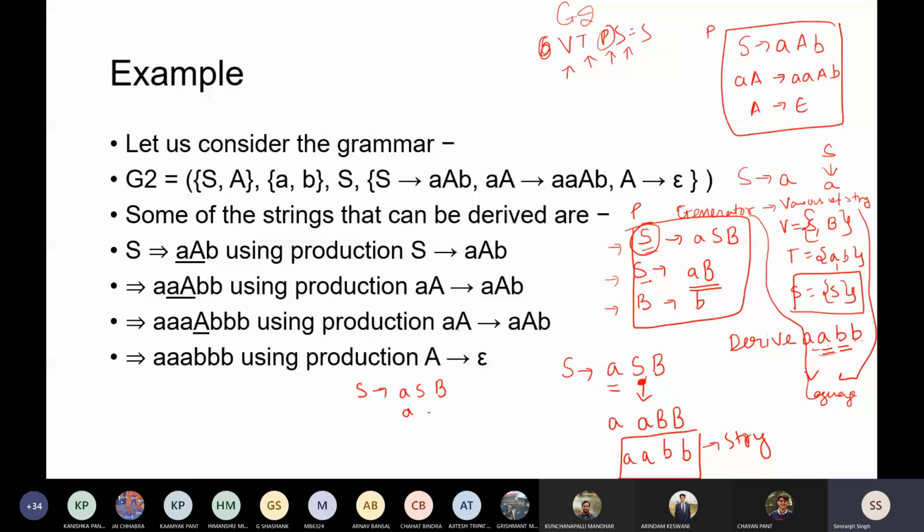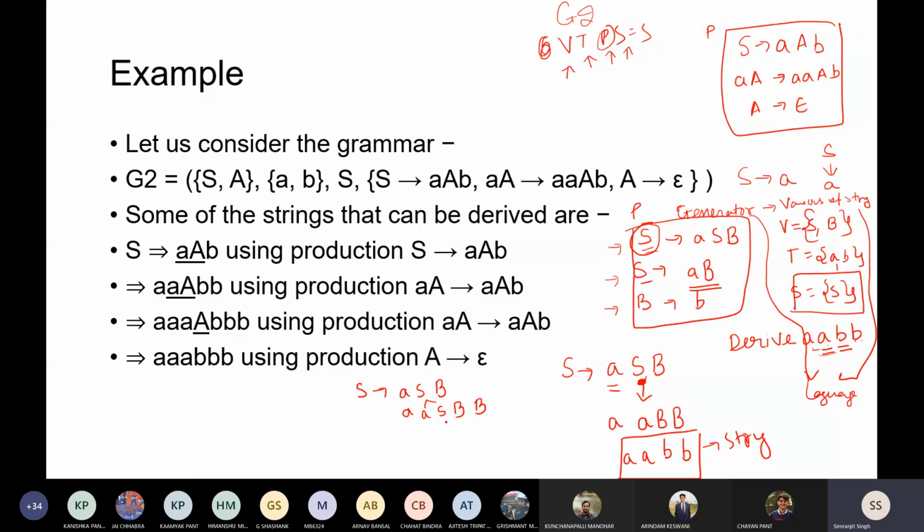Okay, so if you're seeing this S tends to AB, it means in place of S you can write AB. In place of S you can also write ASB. There is no compulsion. Here I can also write ASB. But I don't think if I follow that path, I will be able to derive the same string.